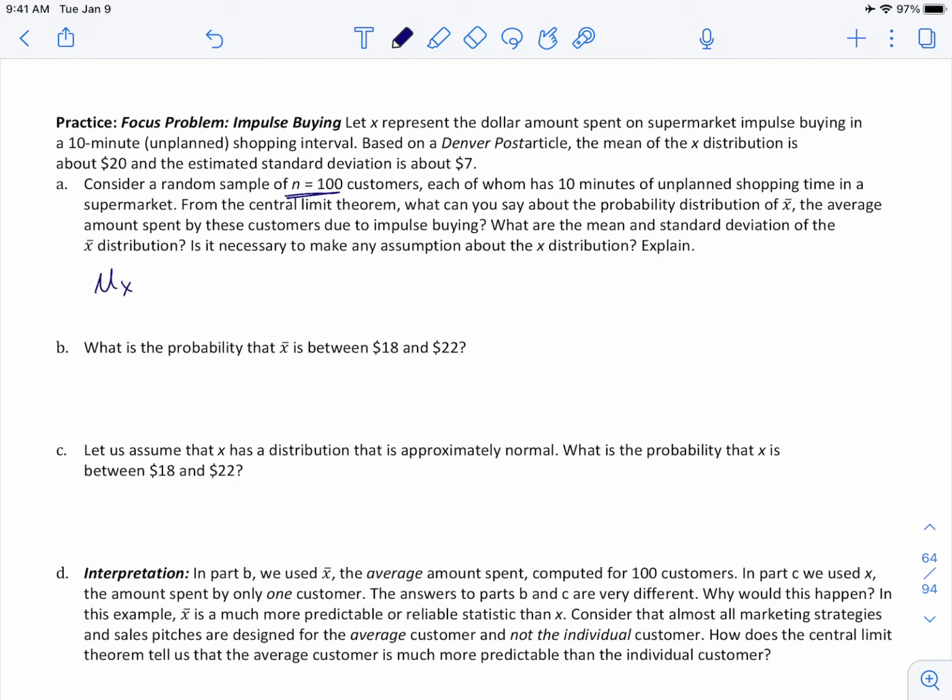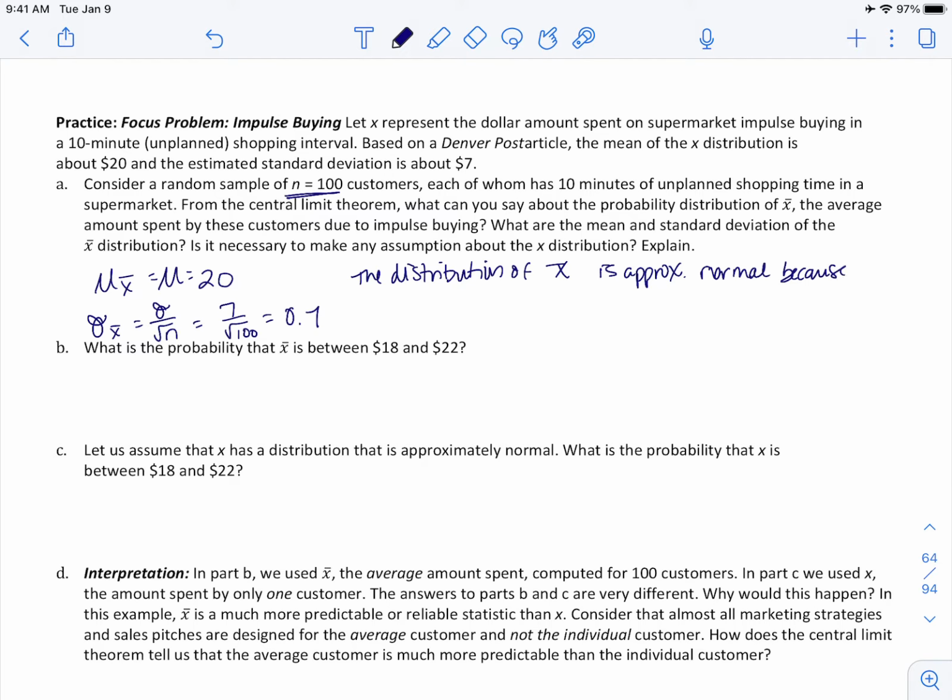So our mu of X bar is mu, which is 20. Our sigma of X bar is sigma divided by root n, which is 7 over root 100, or 7 over 10, which is 0.7. And we can say the distribution of X bar is approximately normal because our n is equal to 100, which is greater than or equal to 30.